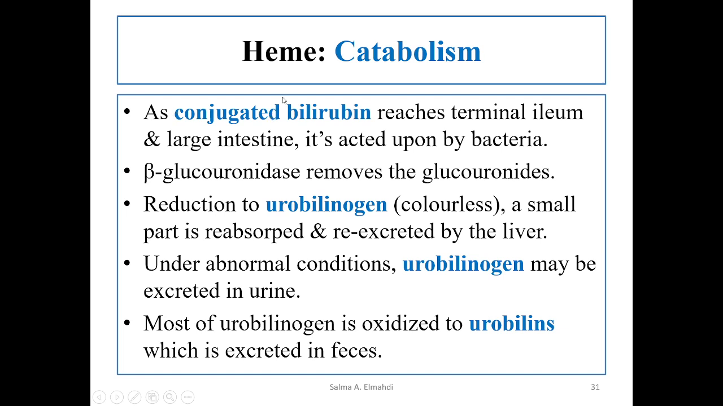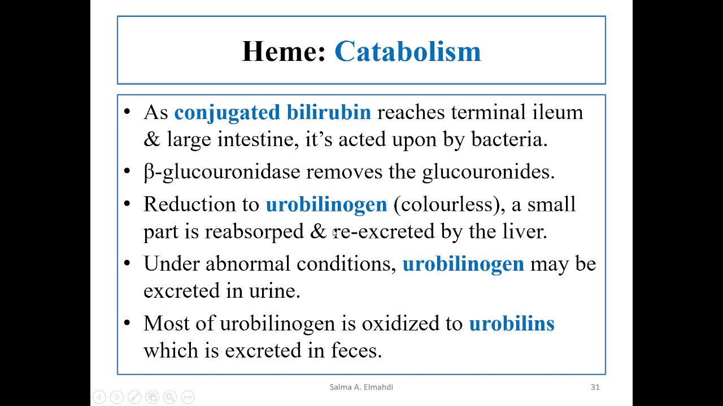As conjugated bilirubin, that's bilirubin linked to glucuronides, it reaches the terminal ileum and large intestine and it is acted upon by bacteria. Bacterial glucuronidase will remove the glucuronide conjugate from bilirubin, and now bilirubin is unconjugated. It will be reduced to urobilinogen, which is still colorless.